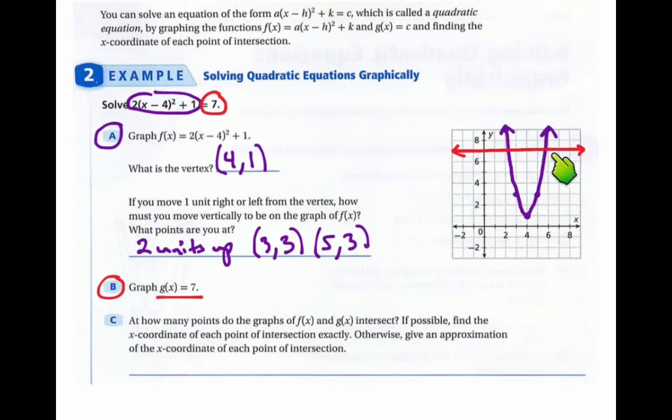And how many solutions do we have? At how many points do they intersect? It intersects at 2 points, but oh man, that's going to be difficult to see, right? So we have 2 points of intersection. X is about 2.3 and x is about 5.7. These are estimations or approximations. Well, how can we find out if these approximations are reasonable?